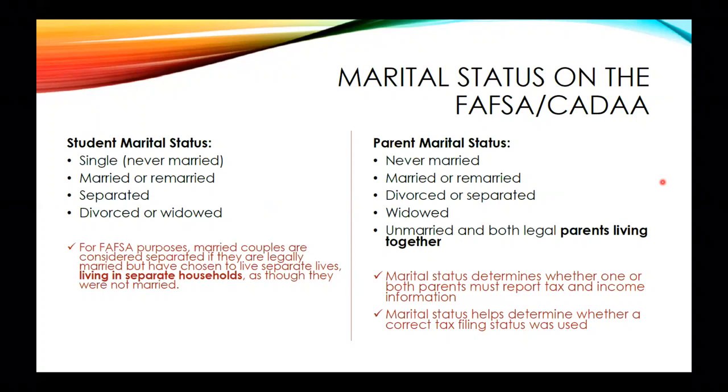Okay, so for the student, you have a few marital statuses to choose from. Single means you've never been married before. Then you have married or remarried. So either you're married, or you were married and then weren't, and now you're married again, you're remarried. You're separated, or you're divorced or widowed. So these are the options that the student has to report their marital status.